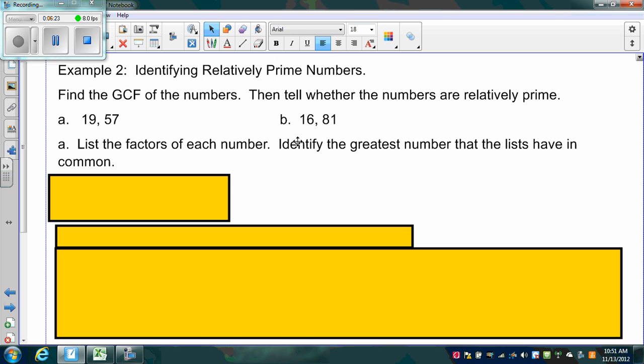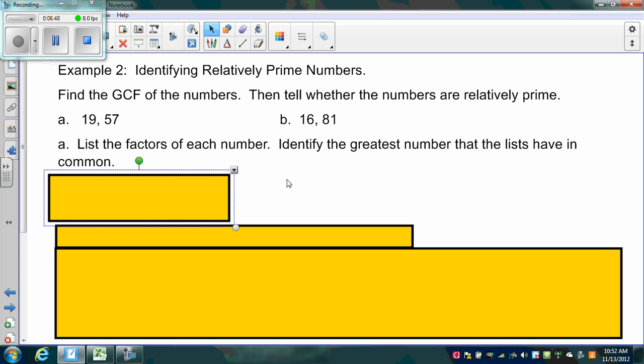The second example is how can we identify those relatively prime numbers. So in this case, we're going to do A and B, two examples, and we'll use one of the two methods from the previous slide when finding the GCF. Now remember, numbers are relatively prime if their GCF is equal to 1. If it's greater than 1, then they're not relatively prime.